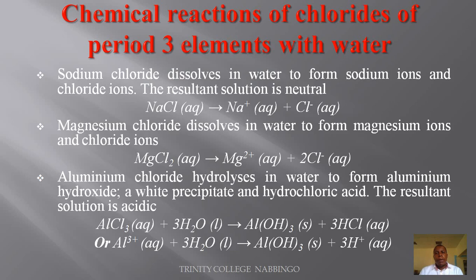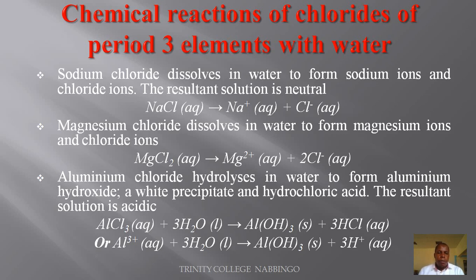So after we have learned the structure and bonding, we want to proceed and look at the chemical reactions of these chlorides of period 3 elements with water. First and foremost, sodium chloride is neutral. So when we put it in water, it will dissociate because it's a strong electrolyte to give us sodium ions and chloride ions. Then for magnesium, it gives us magnesium ions and chloride ions. For these two, the solutions are neutral because they are formed by the reactions between strong alkalis and strong acids.